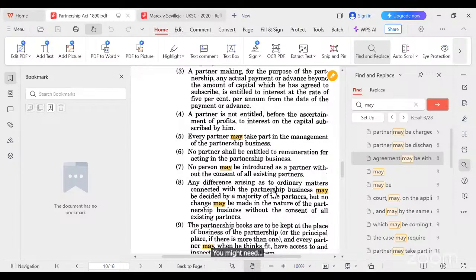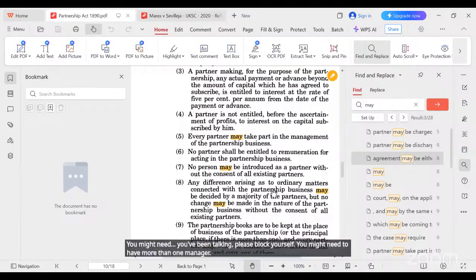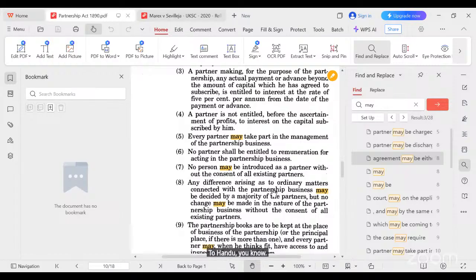You might need to have more than one manager to handle different aspects. So that is how I say it.